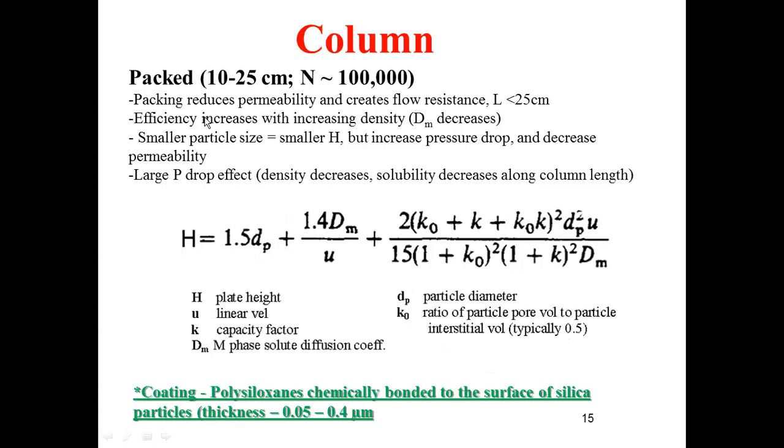So the packing material that we use as a stationary phase reduces the permeability and creates flow resistance to the solutes if the length is less than 25 centimeter. Here, if the density is increased, the diffusion coefficient of the solute in the mobile phase will decrease. Therefore, the efficiency will increase. So you can expect only increased efficiency by increasing the density while using packed columns.